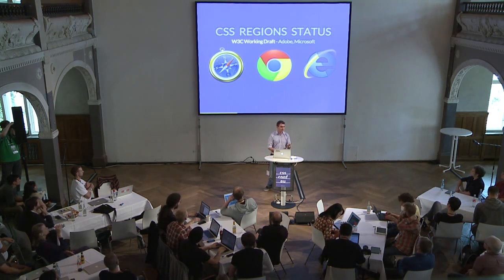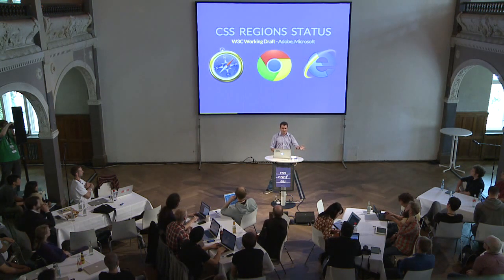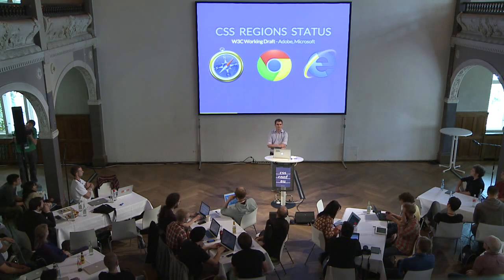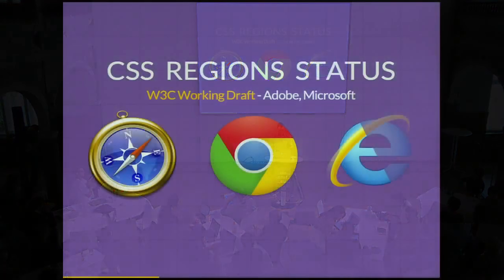CSS Regions is being implemented in WebKit and Google Chrome, and of course in the Opera version that uses the Blink engine. And there's also a partial implementation starting with Internet Explorer 10, which is using an older version of the spec.